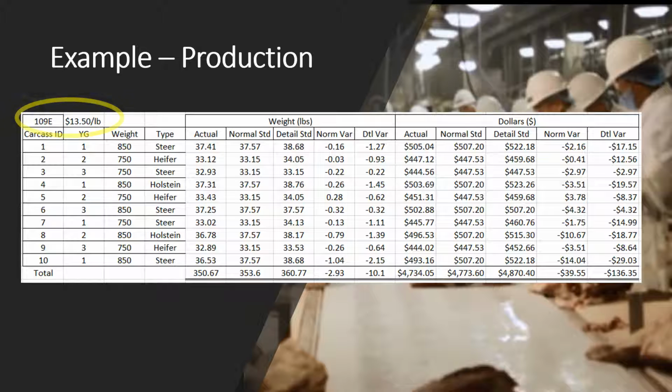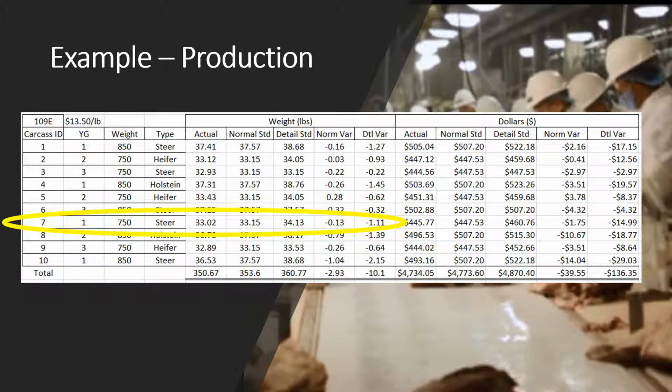Okay, an example of production. We're looking again at 109Es, $13.50 per pound. These are the carcass IDs, the yield grades, the weight, and the type of carcass: steers, heifers, and Holsteins. We're looking at the weight part of the table here. In the case of carcass number 7, we see that it was actually fabbed at 33.02. The normal standard would have been 33.12.